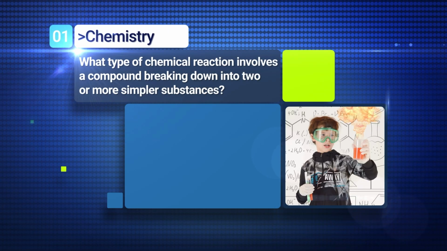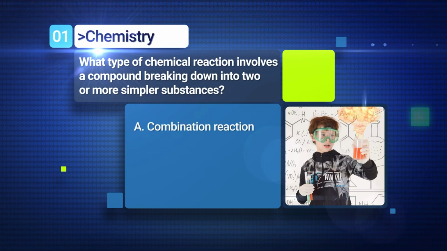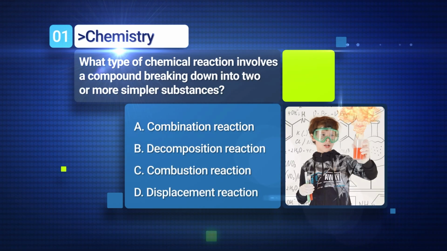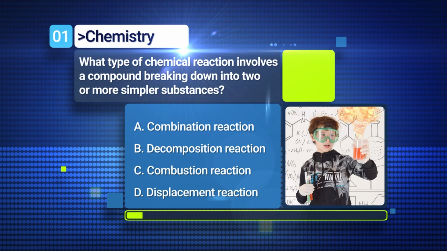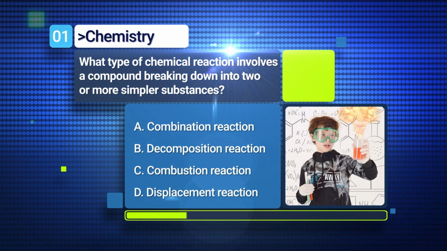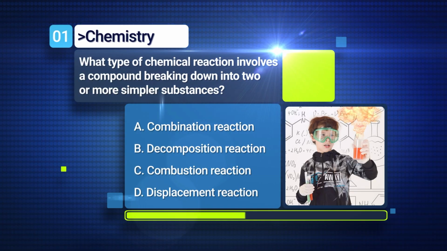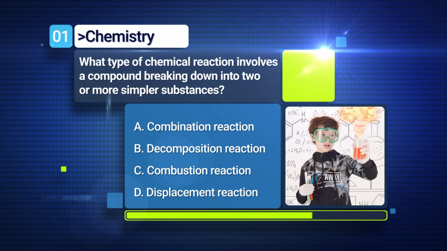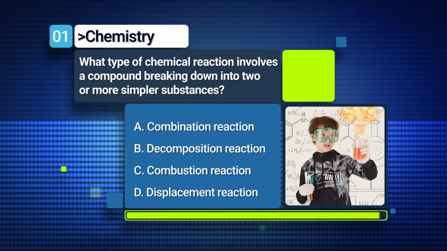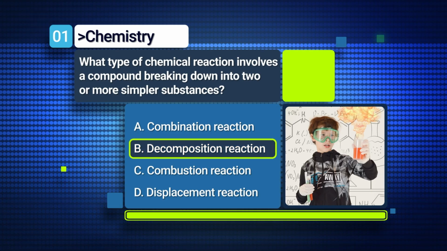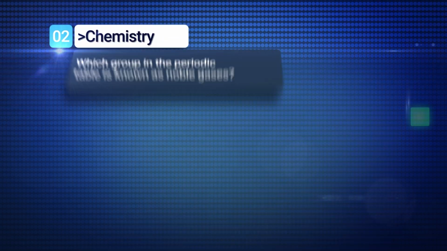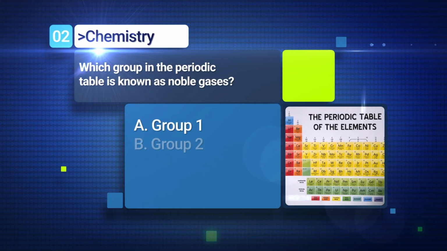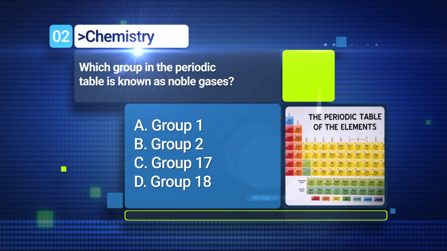Question 1. What type of chemical reaction involves a compound breaking down into two or more simpler substances? A. Combination reaction. B. Decomposition reaction. C. Combustion reaction. Or D. Displacement reaction. The answer is B. Decomposition reaction.